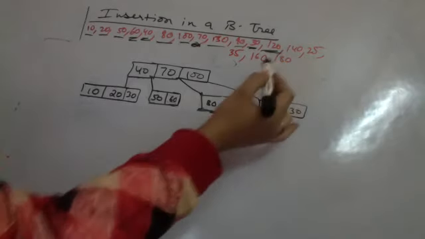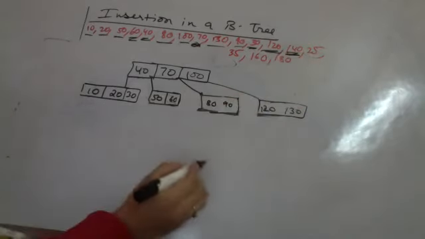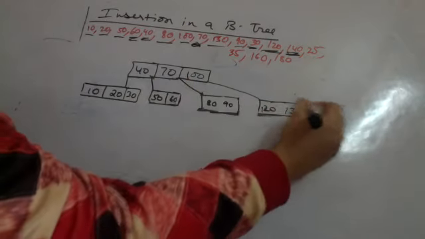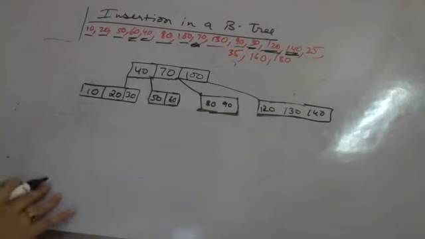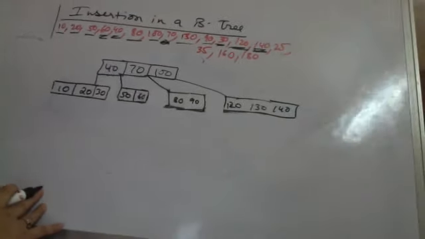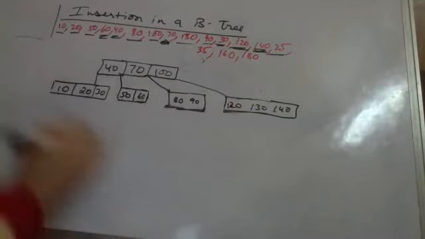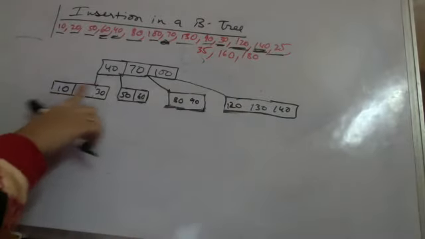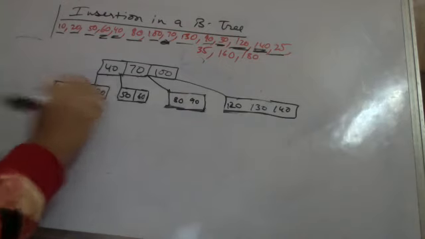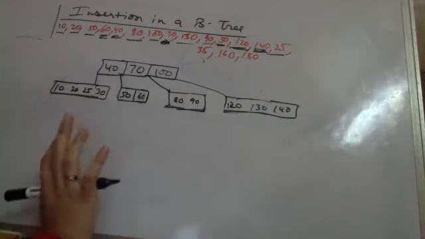So now next the insertion has to be done for 140. 140 is greater than 100, greater than 130. 140 is inserted here. The next insertion that I need to do here is of 25. 25 is in between 20 and 30. It can be inserted. It is still having 4 keys, so the insertion is valid. No need to break anything.